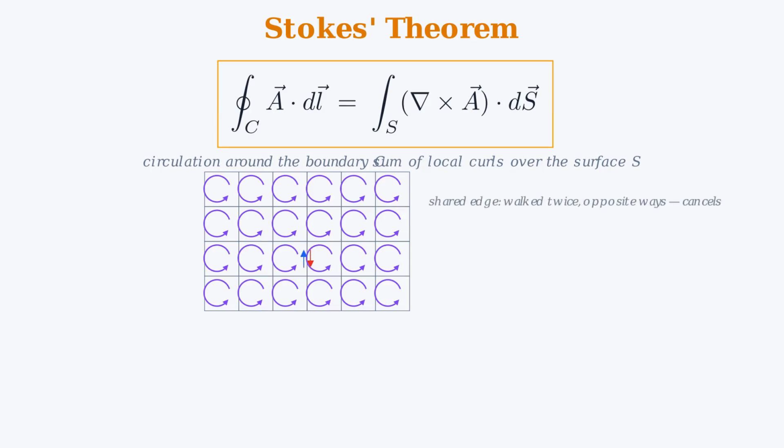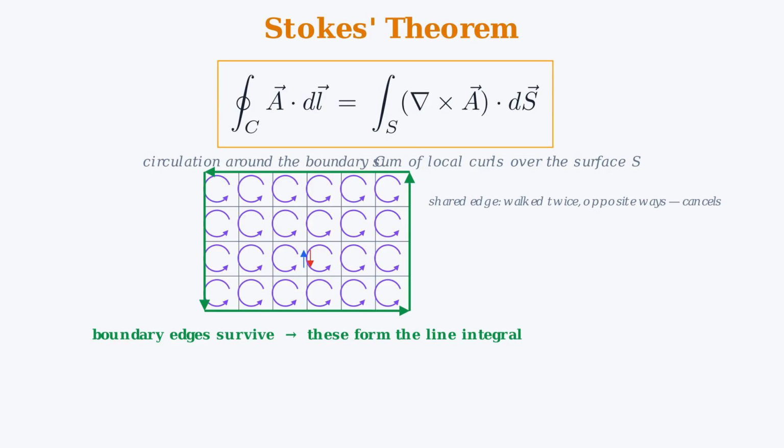The statement: the circulation of A around a closed curve C equals the flux of the curl of A through any surface S that hangs on that curve. In symbols, the closed line integral of A dot dl equals the surface integral of curl A dot ds.